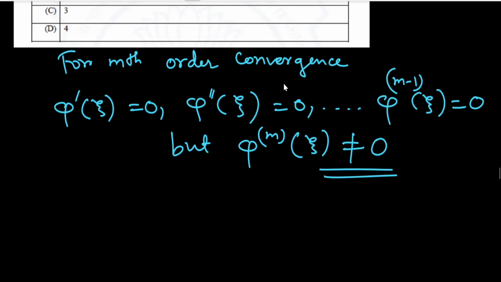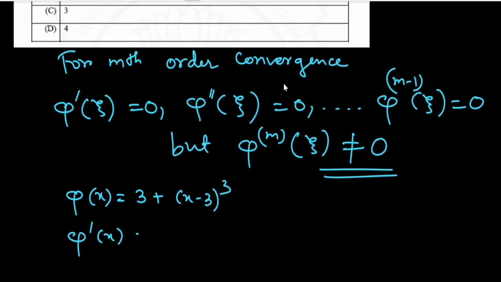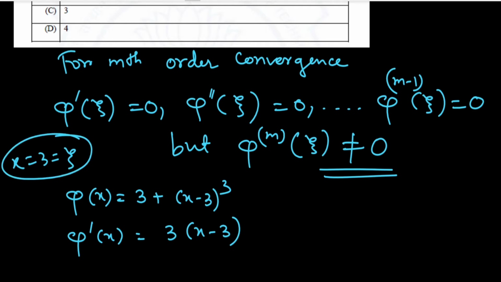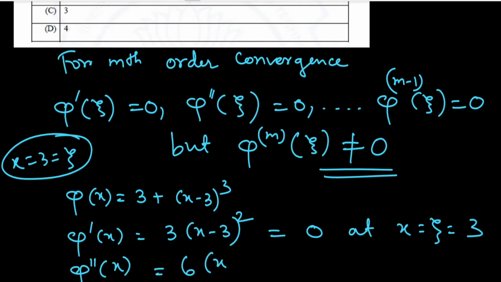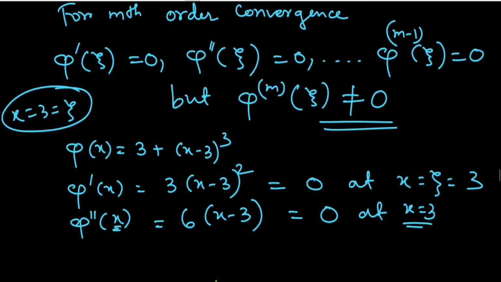So phi(x) = 3 + (x - 3)^3. Now we find phi dash(x) = 3(x - 3)^2. The root is x = 3 = xi, the root of this equation. So this is equal to 0 at x = 3, or xi = 3. Now phi double dash(x), the second derivative, is equal to 6(x - 3). This is also 0 at x = 3, or xi = 3, since I use the variable x here, so put it as x.